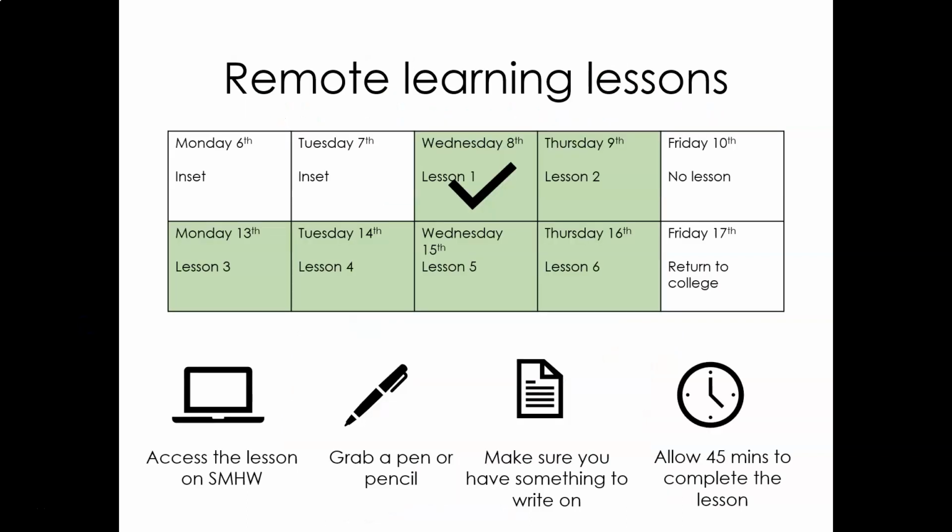Can you make sure you have everything ready before we start? Today's Thursday the 9th of September, we're on Lesson 2. Make sure you have access to the lesson, I'm sure you've done that by now if you've got to the video. Grab yourself a pen or pencil, something to write with. Make sure you have some paper or a notebook, something to write on. And allow yourself time to complete this lesson. You should need about 45 minutes and you need to make sure as well that phones are off and away and you are distraction free.